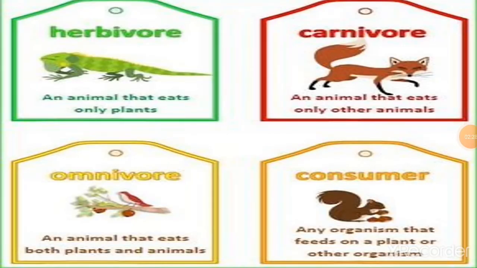Omnivore means an animal that eats both plants and animals. For example, birds, humans, etc. So herbivore means an animal that eats only plants. Carnivore means an animal that eats only other animals. Omnivore means an animal that eats both plants and animals.